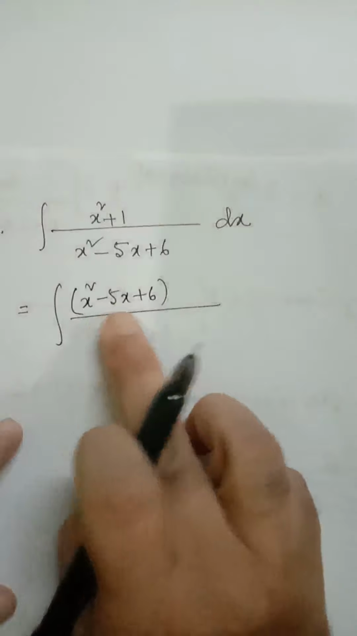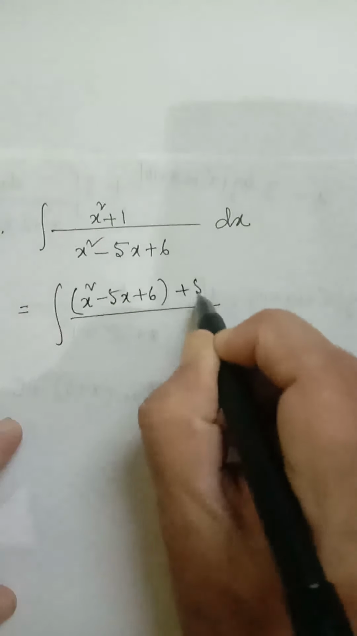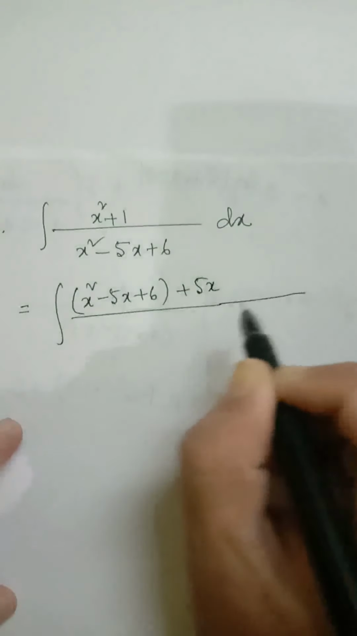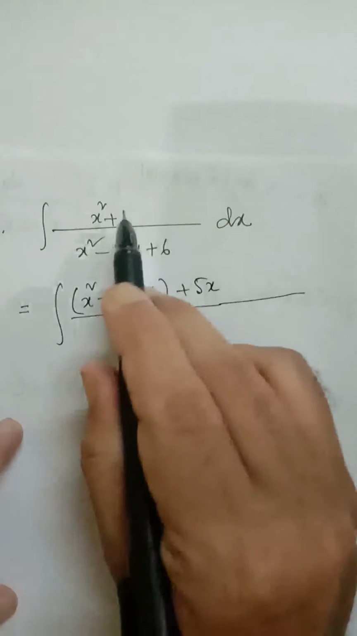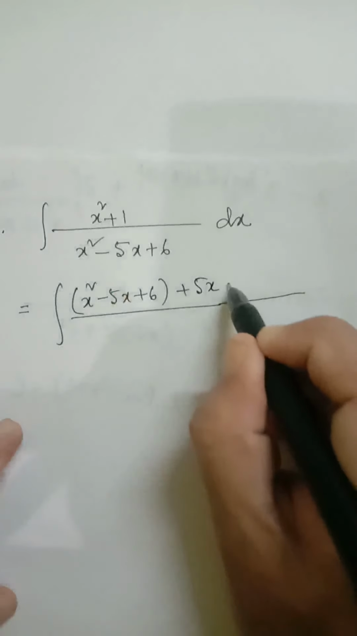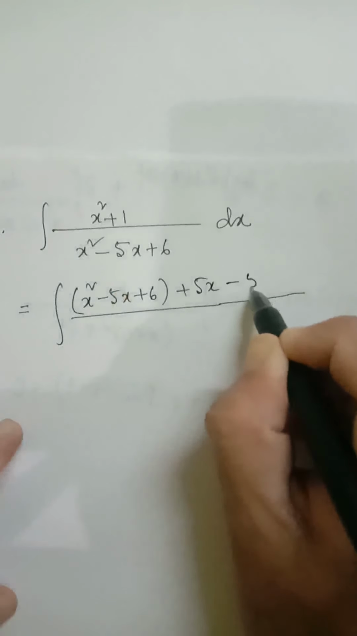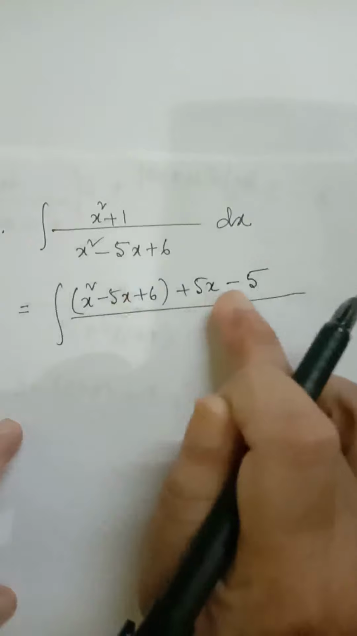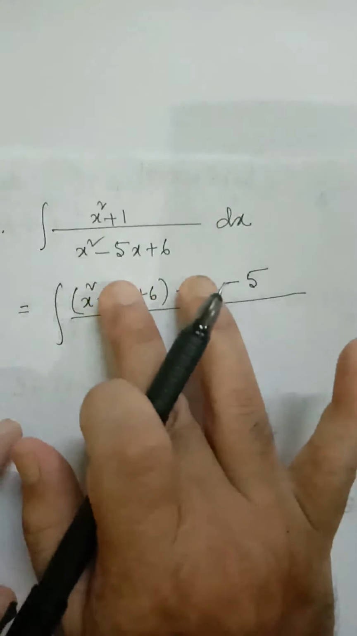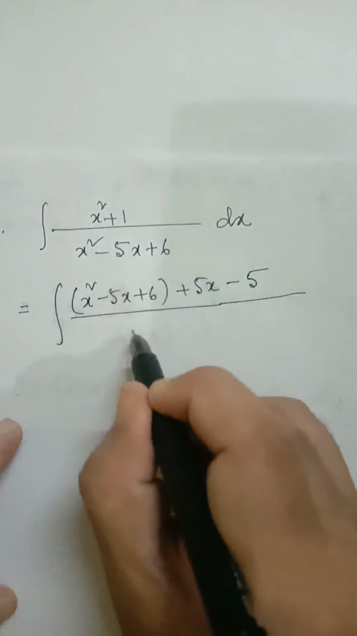I have written minus 5x here, I will write plus 5x here. In that case, you see 5x and minus 5x will get cancelled. Here it was plus 1 and I have written plus 6, and to adjust, we'll have to subtract 5. 6 minus 5 is 1, minus 5x plus 5x get cancelled, x square.